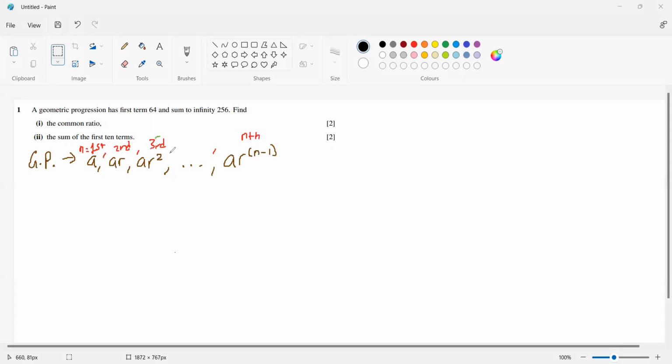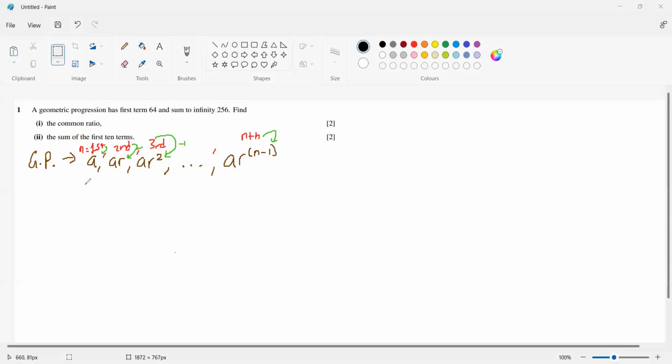If you look at the pattern, from the 3rd term to here means the power is 2. It's minus 1 like that. From the 2nd term to here means this is minus 1 like that. And all the way, for the 1st term there is no R to the power, so n here means n minus 1. Ta-da! Okay, that's one thing.